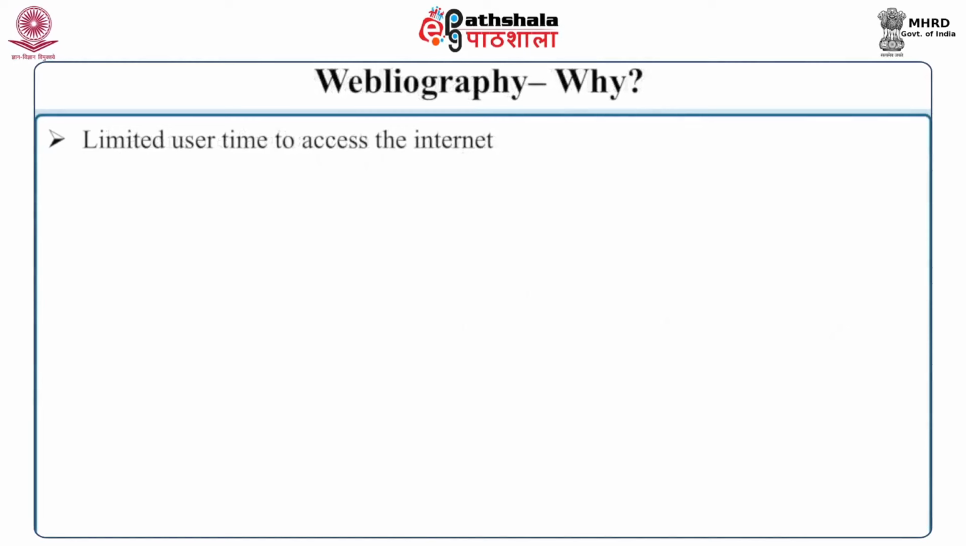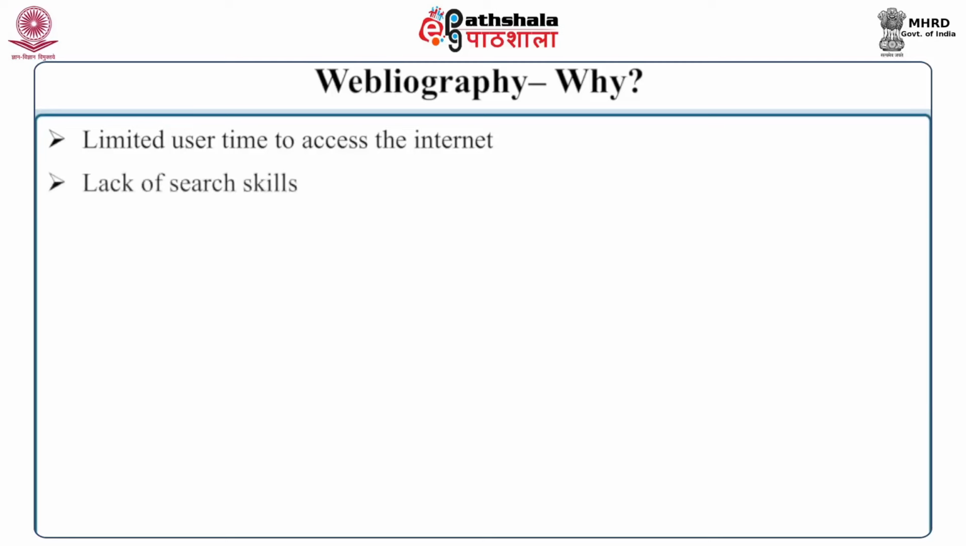Bibliography became a necessity. We may think, why, when the information is already available on the web, the user cannot download it and prepare a list of his own? Why does the library have to do it? What is the purpose of it? It is because of limited user time to access the internet, especially in India, especially now in our own academic libraries, where users are getting 1 or 2 hours of access to the internet.